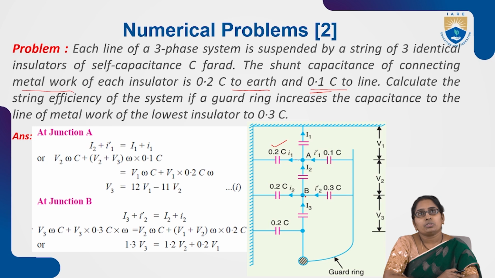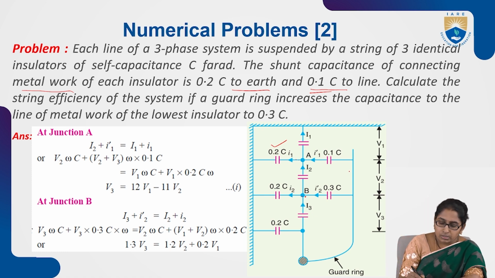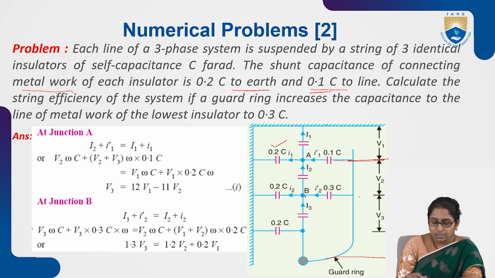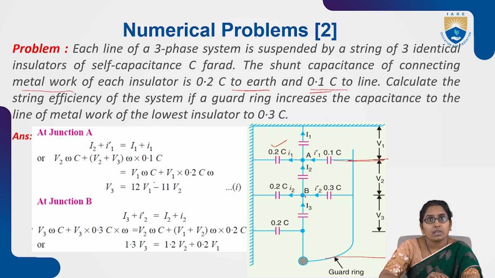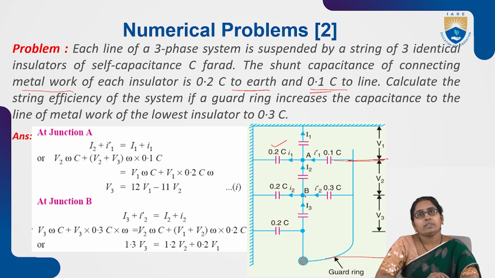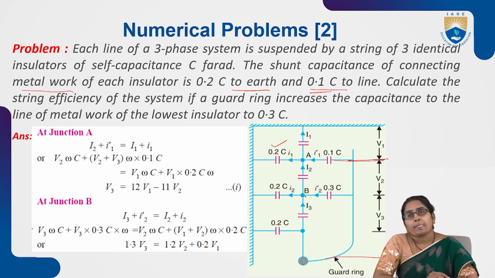Then substitute in terms of voltage and capacitance. Capital I2 is given by V2 into j omega C, and small I1 dash is given by, what is the voltage across this? Small I1 dash is with respect to the line conductor, it is connected around the line conductor. So what is the voltage? V2 plus V3 into 0.1 C. Next, small I1 and capital I1, as we already know how to write those. So after solving, the equation is V3 equals 12V1 minus 11V2.